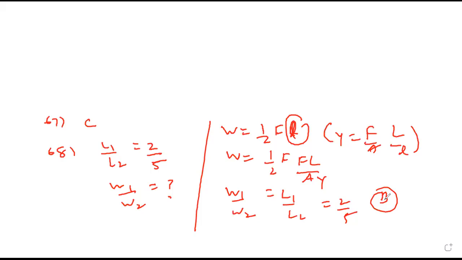69. Again, you will tell the answer. Same type repeated. Sir, option A. Option A. Yes, sir. A might be correct.